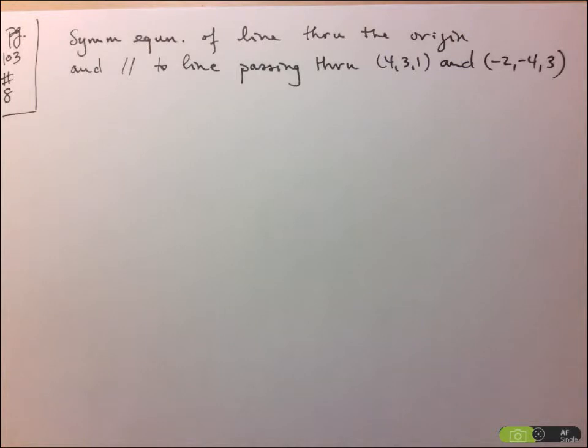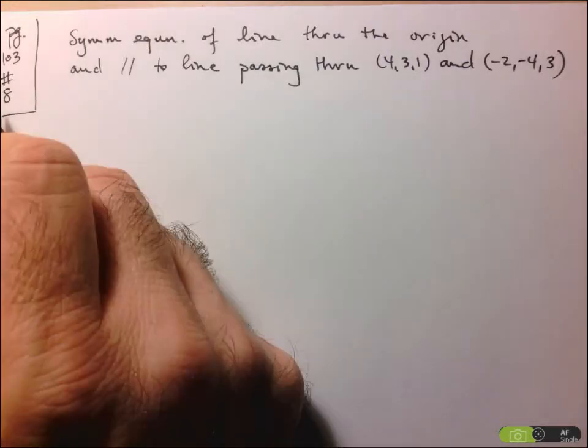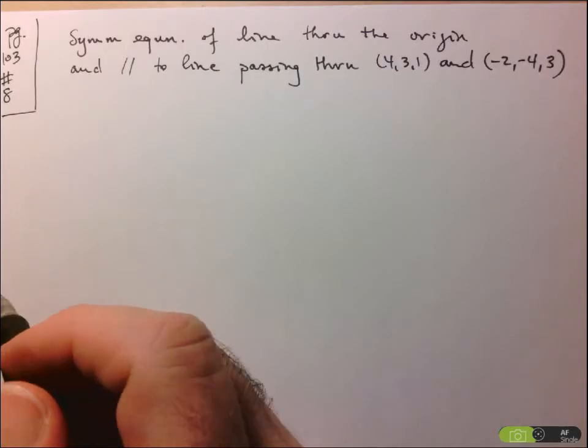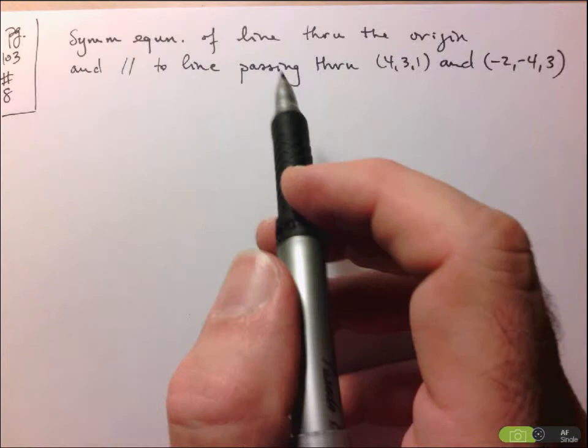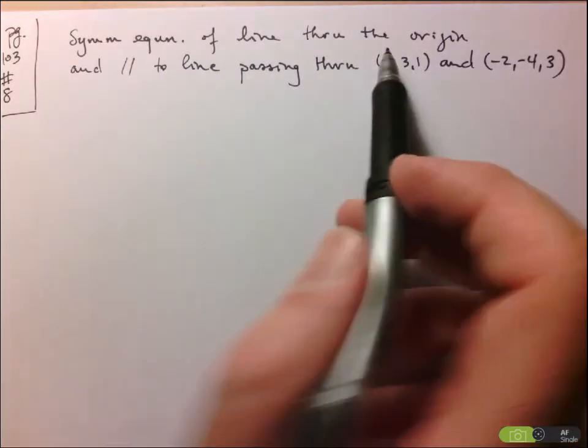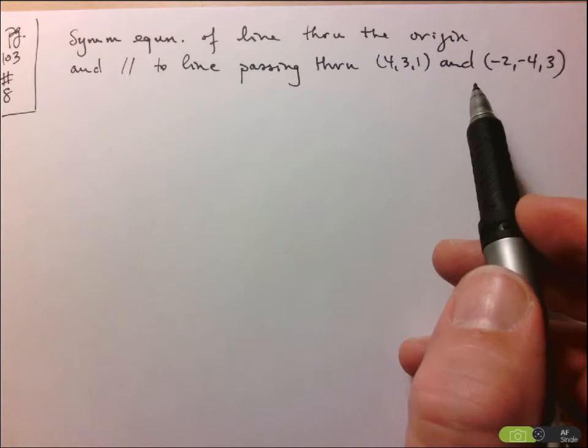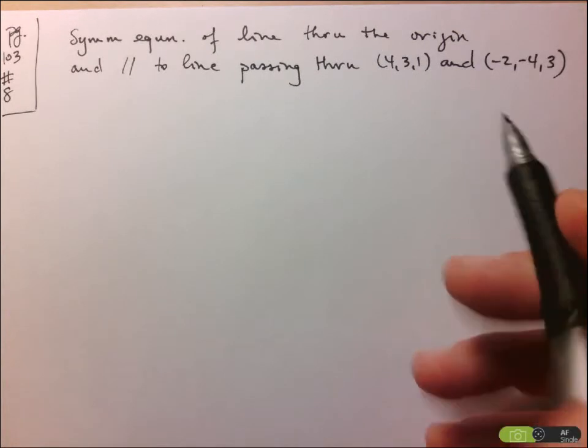Hi folks, we're going to take a look at question 8 on page 103. So what they're asking us to find here is the symmetric equation of the line through the origin, and that's parallel to the line passing through these 2 points.